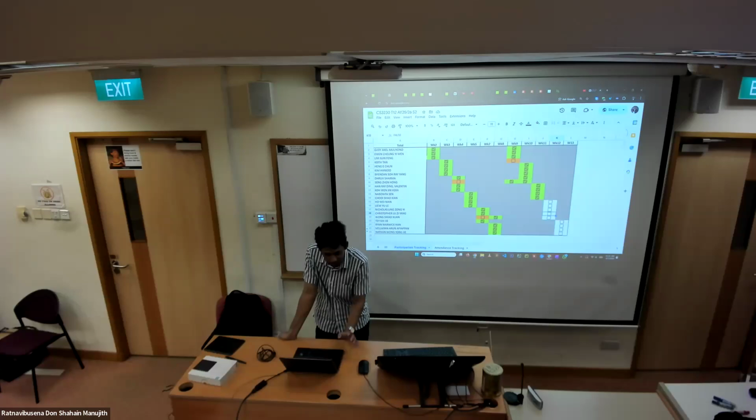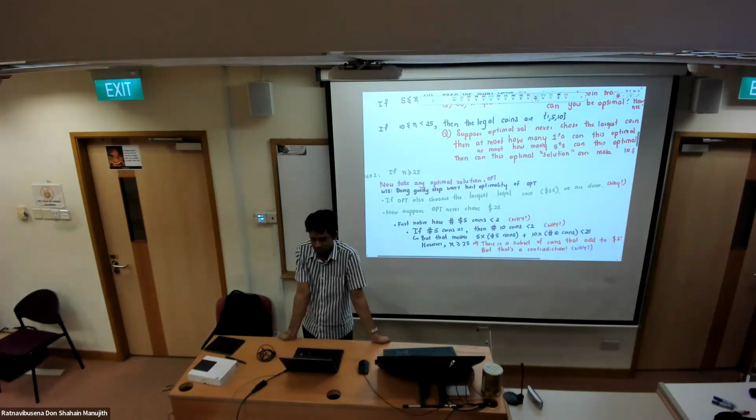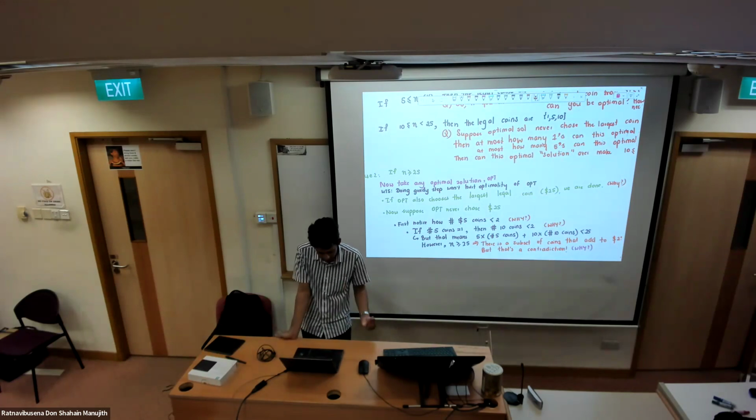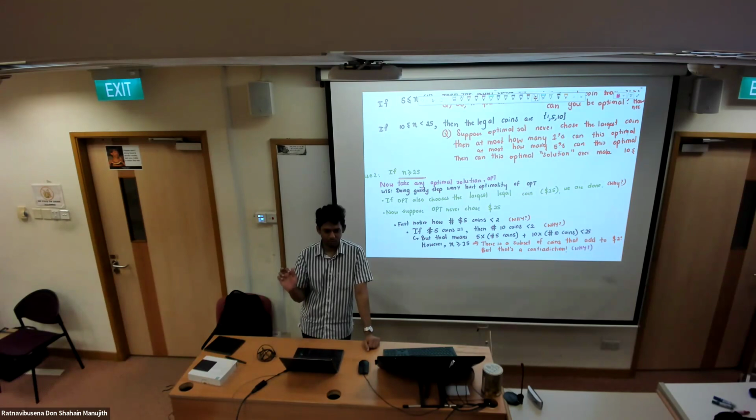Yes, Shamshin, right? At most how many 1 coins can you choose? 4. Yes. So solely with 1 coins, I mean only using 1 coins, what's the largest value you can make? 4. But your value is at least 25.